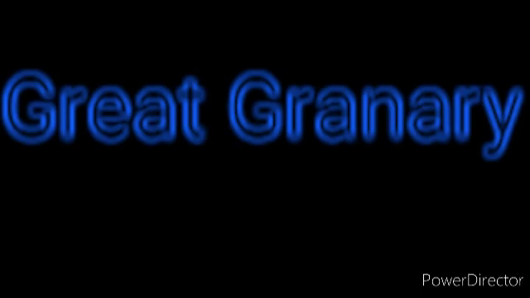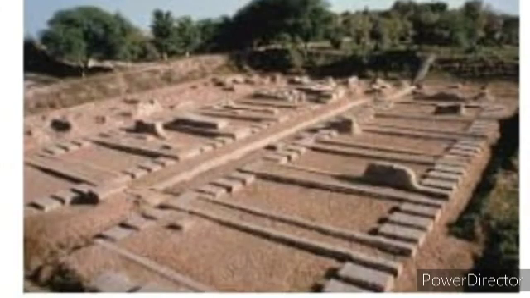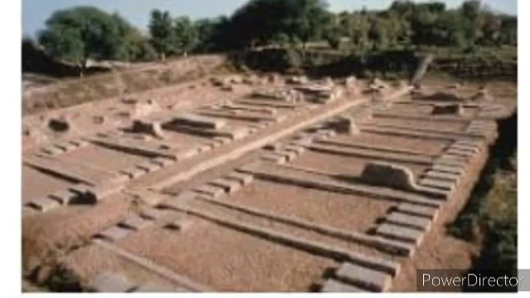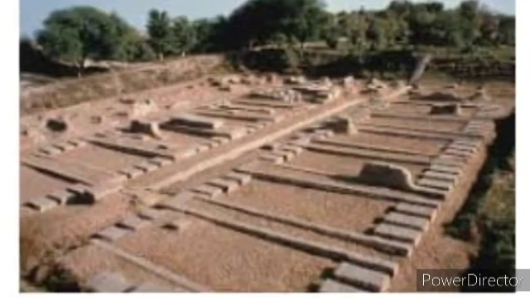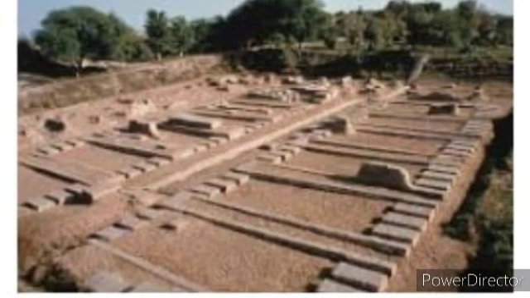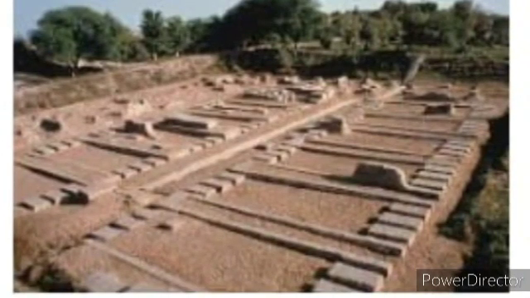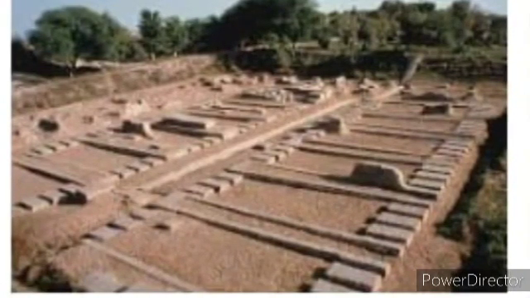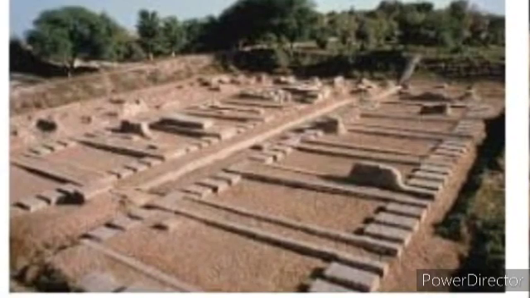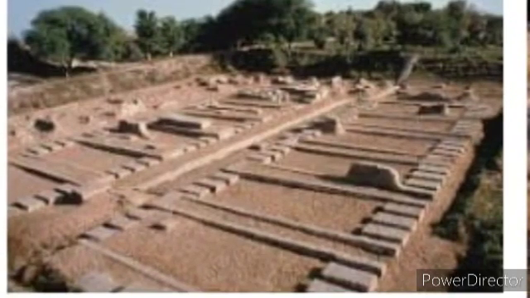The Great Granary. To store surplus grains, the Indus people built large granaries near the river banks. The excavations at Mohenjo-daro, Harappa and Rakhigarhi reveal massive buildings that were used to store food grains.